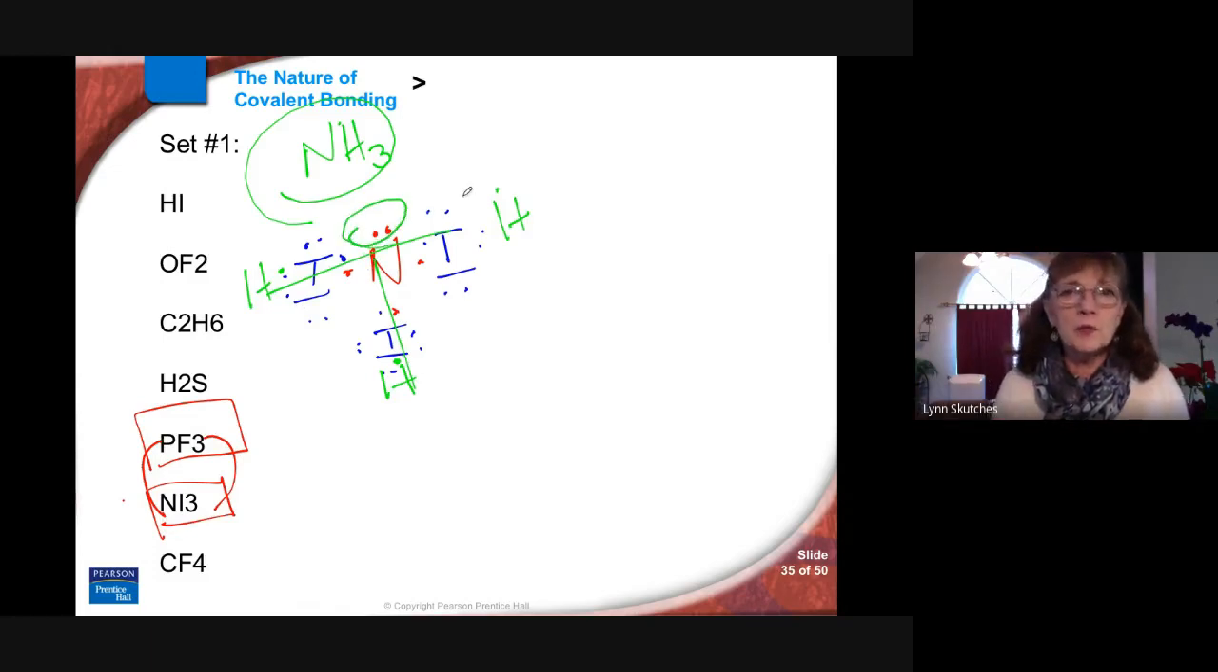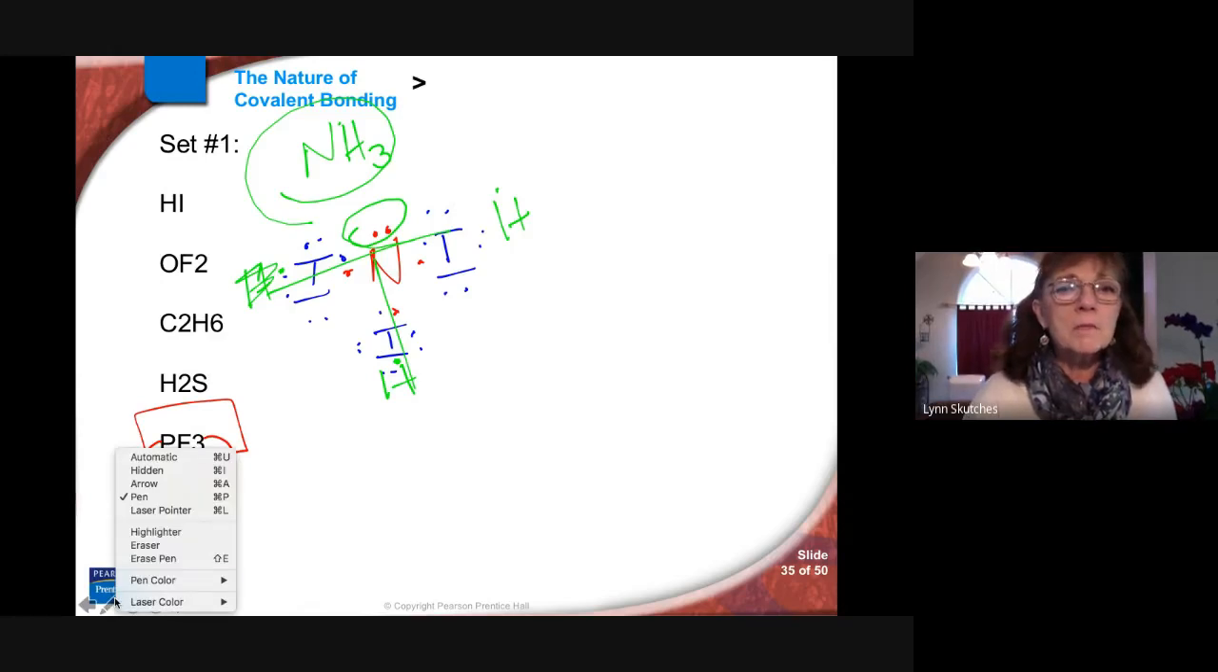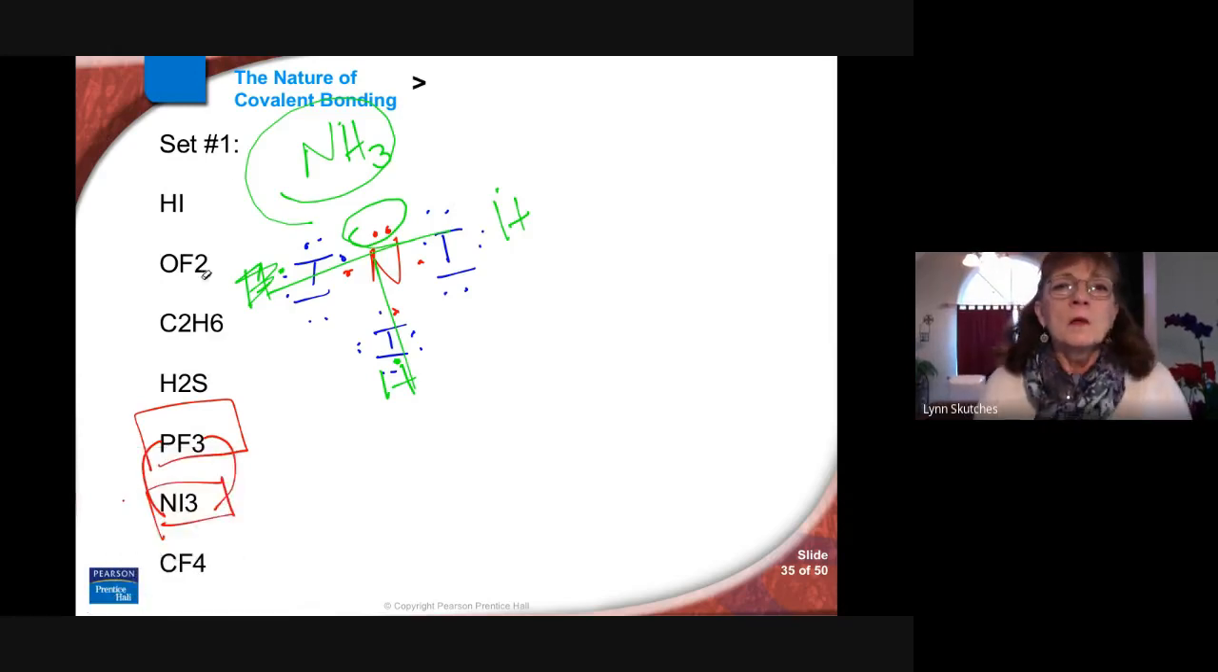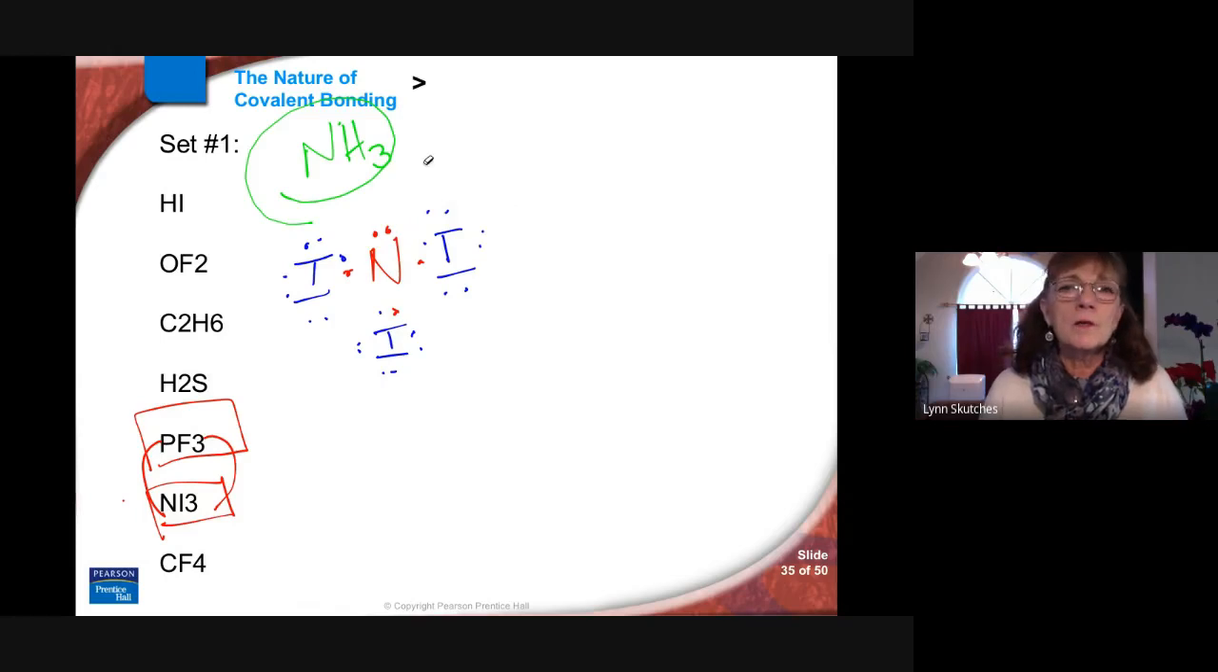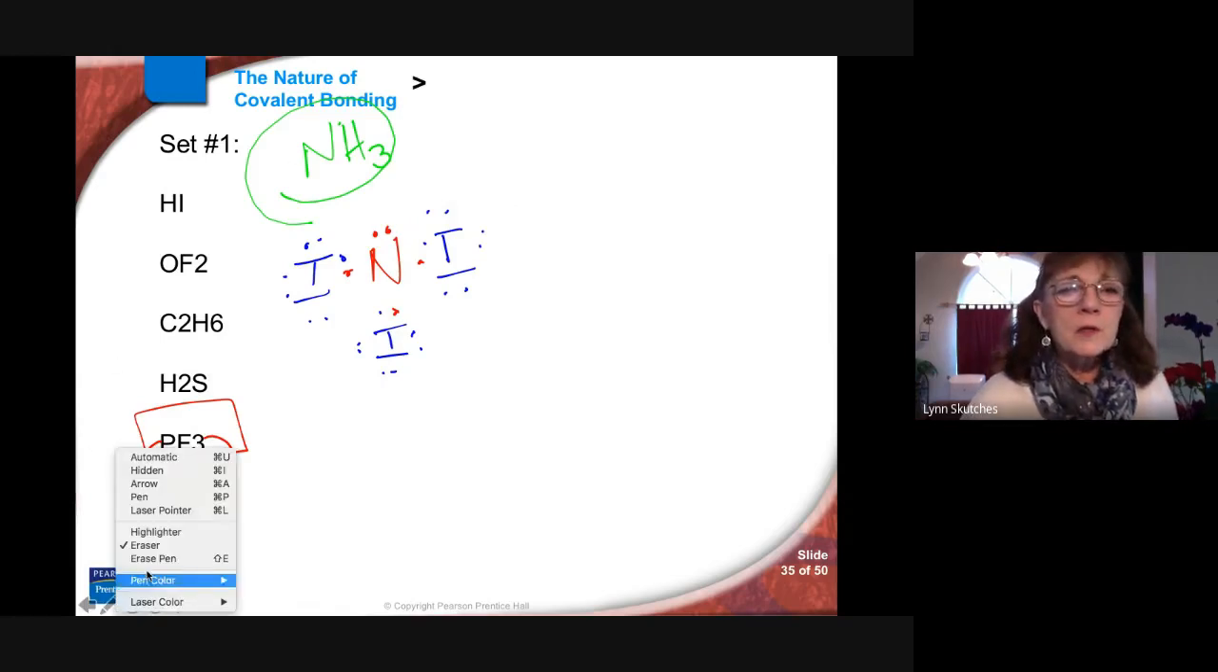This lone pair pushes them down. Also with iodine, same with phosphorus and fluorine. So again, I should erase those. The hydrogen is just there to demonstrate ammonia for you. And again, we have the lone pair.